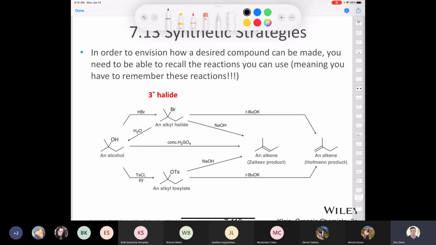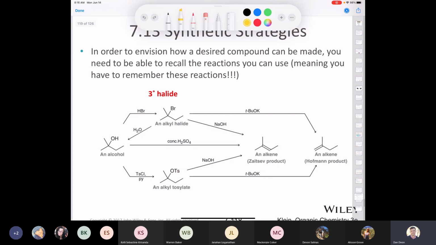There's a lot more elimination reactions when you have a tertiary alkyl halide. If we treat that with a hindered base, we mostly get the Hoffman product. If we treat it with a non-hindered base, however, we mostly get the Zaitsev product. Same thing here if we have the tosylate, same kind of thing.